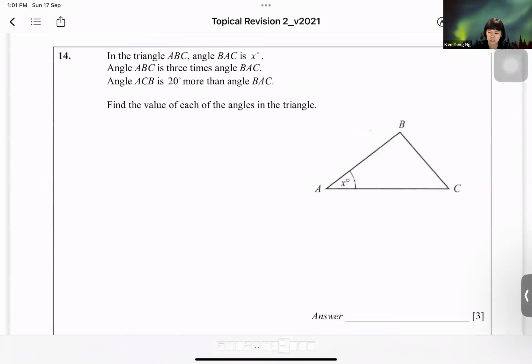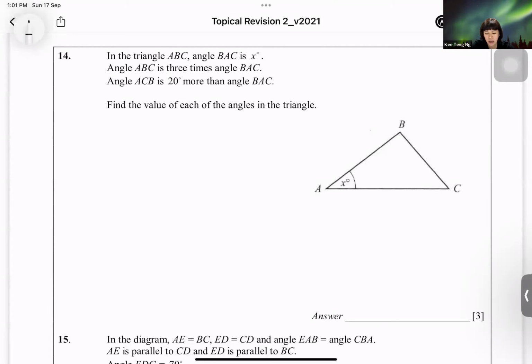Next question over here, inside this triangle ABC, angle BAC is x. Then they say the angle ABC, or this angle over here, is 3 times of angle BAC. So this is 3 times of x, this will be 3x degrees. Then angle ACB, this one is 20 degrees more. 20 degrees more means plus, right? Angle more than angle BAC. BAC is x. So this one will be x plus 20 degrees. All right, so we have our 3 angles. They want us to find the value of each of the angles in the triangle.